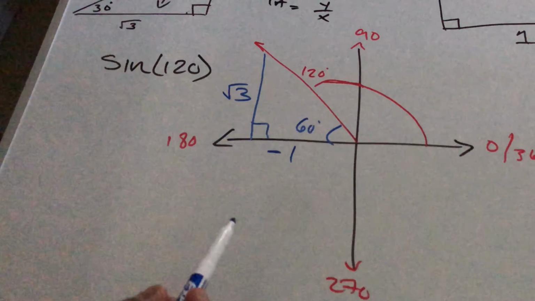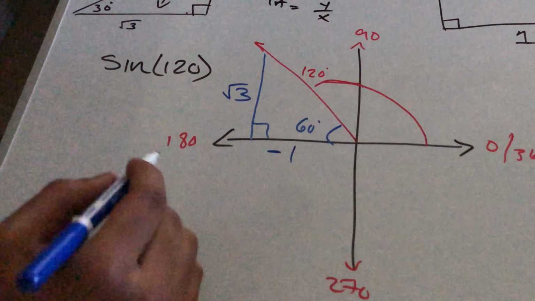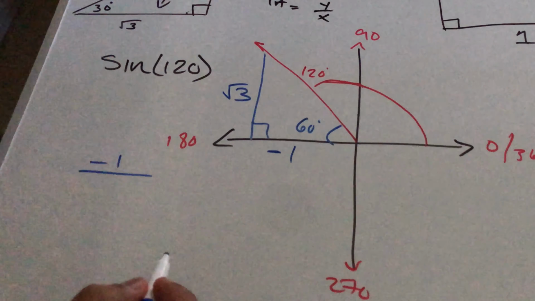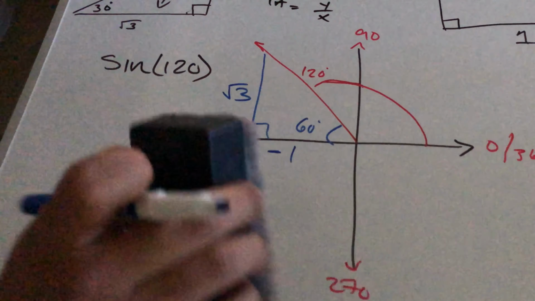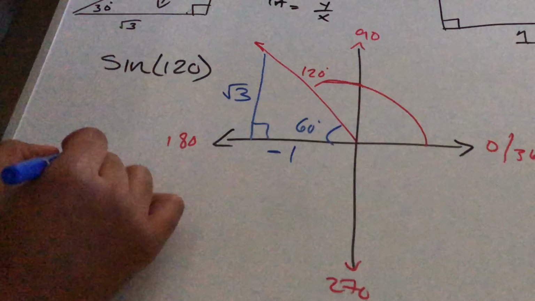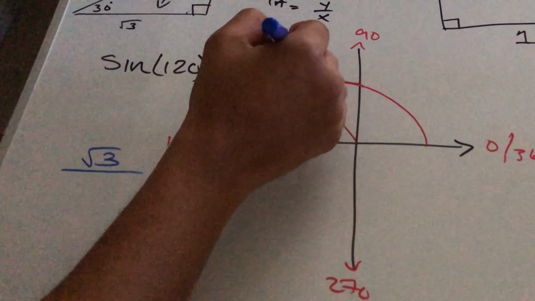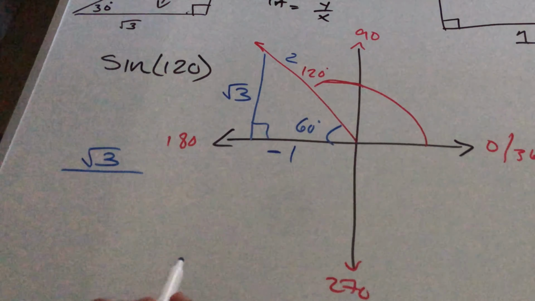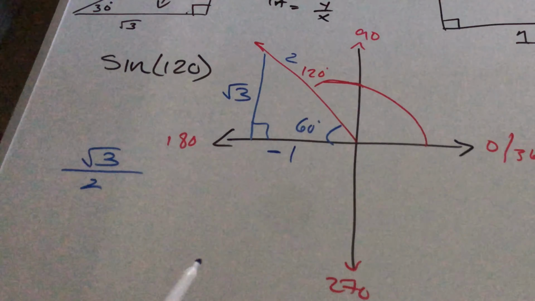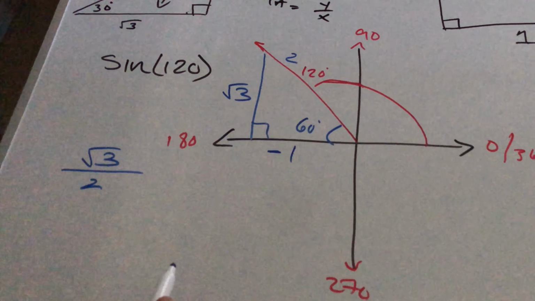Now you're trying to find sine. Remember, sine is opposite over hypotenuse. I'm sorry, not negative 1, I apologize, y'all. Opposite of 60 is the square root of 3. So we get square root of 3 over your hypotenuse, and in this case the hypotenuse is 2. So you're going to get square root of 3 over 2. That is sine of 120 degrees.